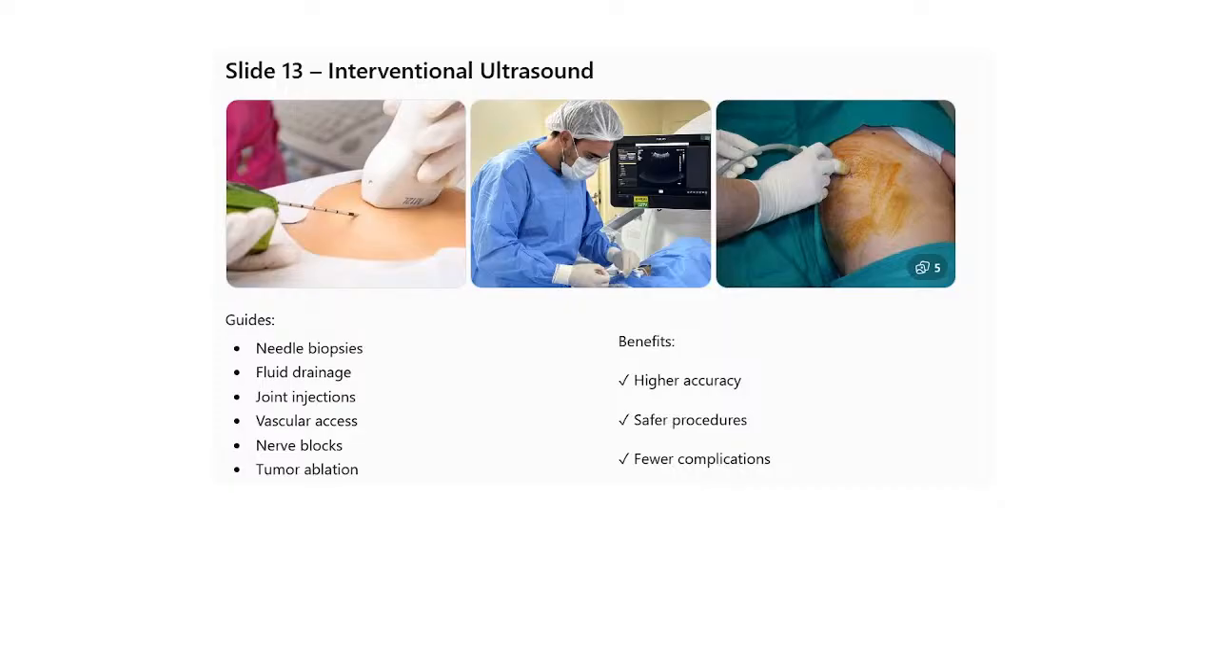So also we have the interventional ultrasound. Have you ever heard about it? So what is it? It guides needle biopsies, fluid drainages, joint injections, vascular access, nerve blocks, and tumor ablation. The benefits of interventional ultrasound are high accuracy, safer procedures, and fewer complications.